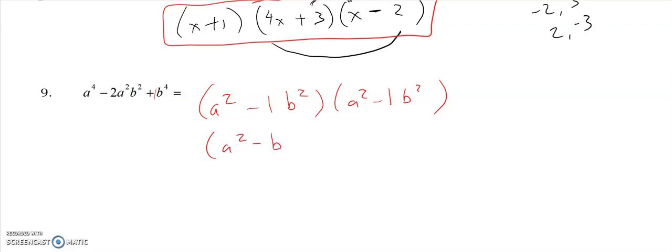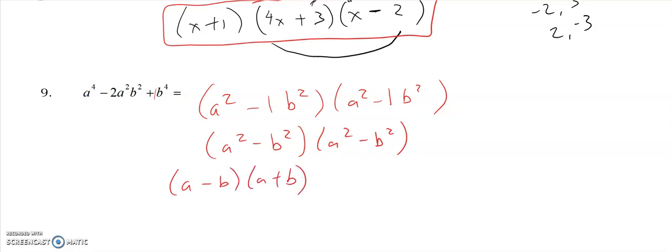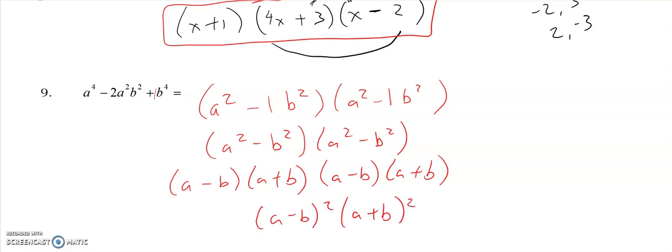So it'd be a squared minus b squared, a squared minus b squared, and then hopefully you see both of these are dots. So it'd be a minus b, a plus b for the first one, and then repeat it again for the next one. And again, you're welcome to leave it that way, or if you'd like to clean it up just a little bit, it's those 2 terms squared. I'm actually going to go ahead and move on to page 3 here.